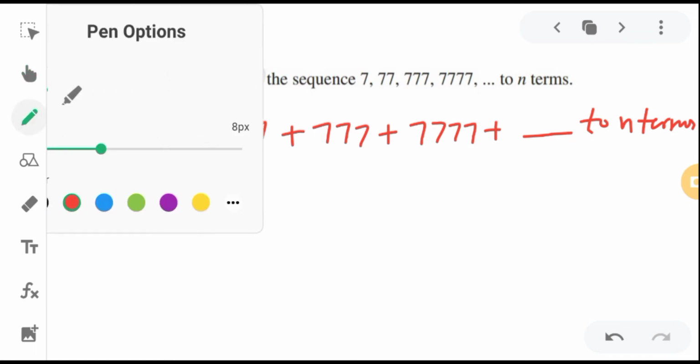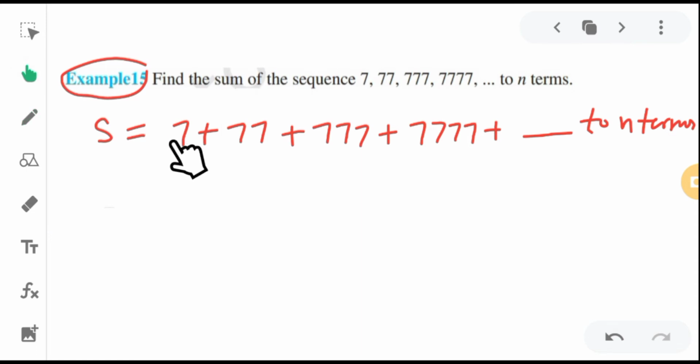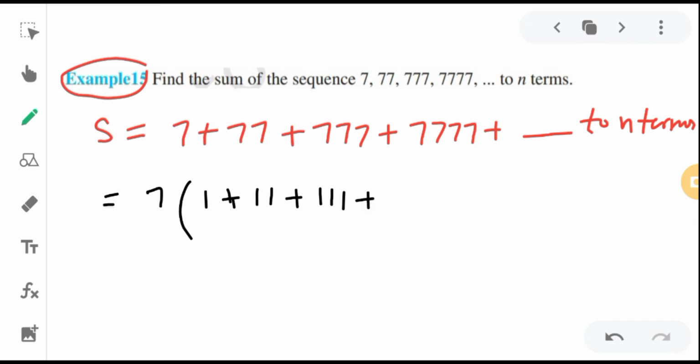But if you look at these terms, 7, 77, 777, it is clear that 7 is common. So first I will take that 7 common. If I take 7 common, what will I get? 7 ones are 7, so 1, plus 77 divided by 7 is 11, then 111, similarly 1111, and so on till n terms. So I will get something like this.